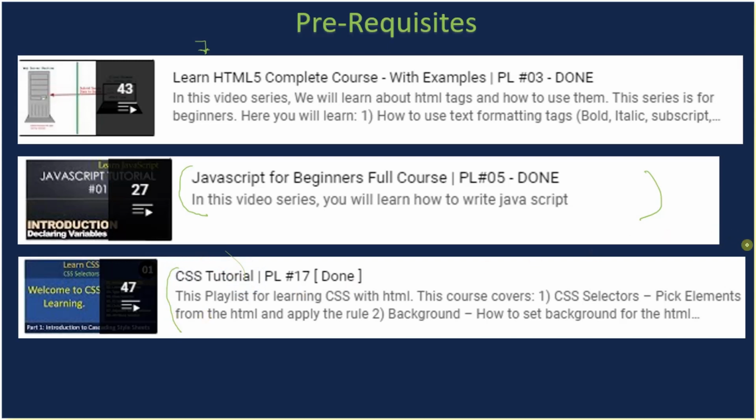Then you need to have some basic knowledge of CSS as well. CSS is Cascading Style Sheets, and we have a course for that as well. So here are the playlist numbers: playlist 3 is for HTML, and in playlist 5 we cover some basic concepts of JavaScript, and that is enough for this jQuery course. And we have a course on CSS as well.